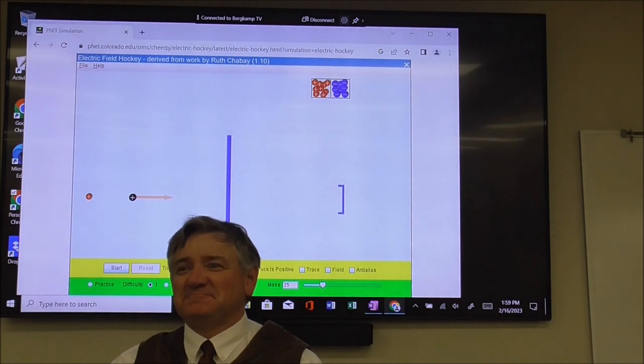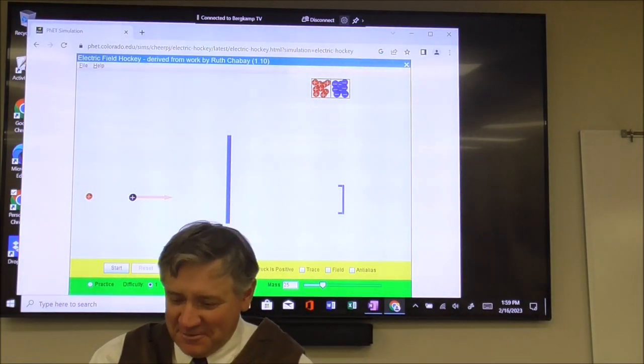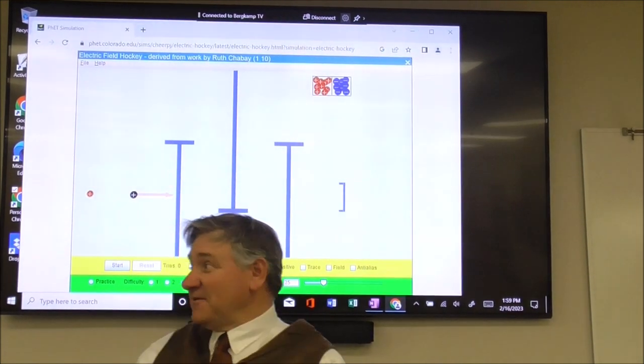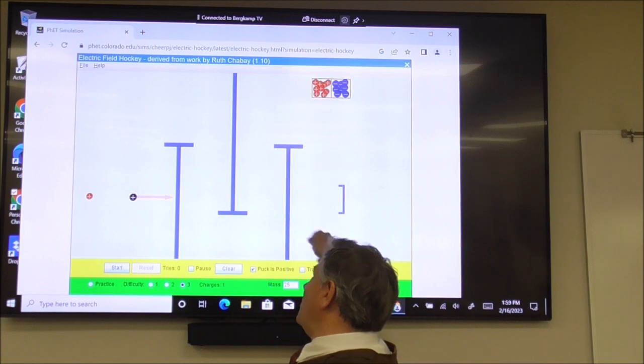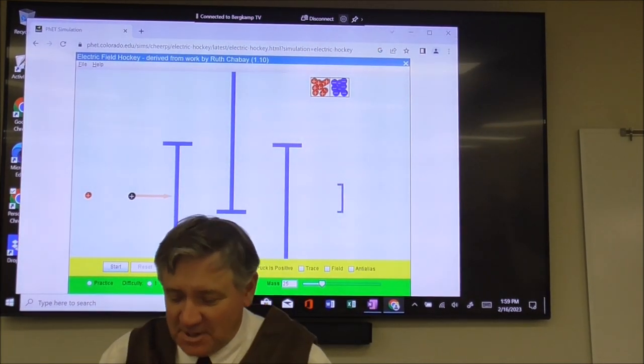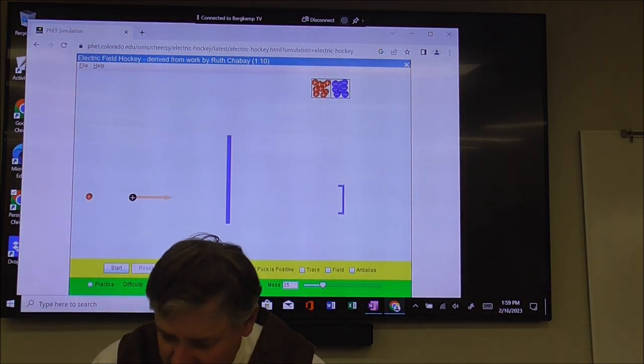There's levels? Oh, we're screwed. There's levels. I thought it was just how many? Oh, no. Well, let me put it this way. There's level three, so you'd have to direct it around all of that to get in the goal. So let's just start with level one.